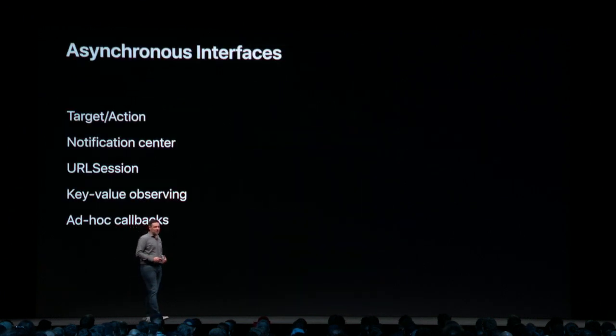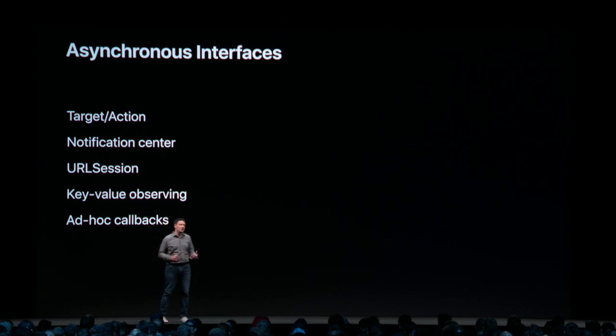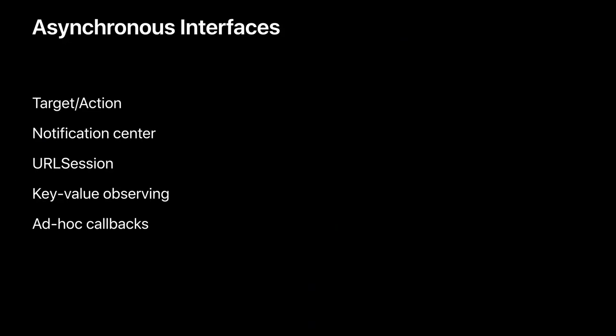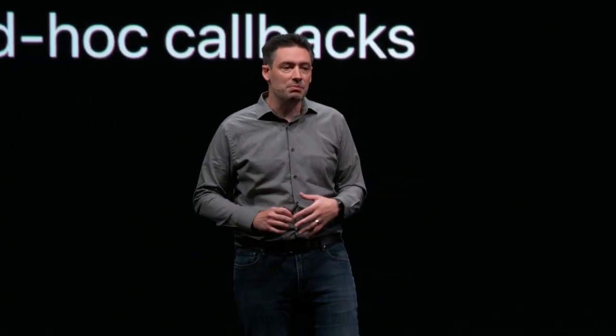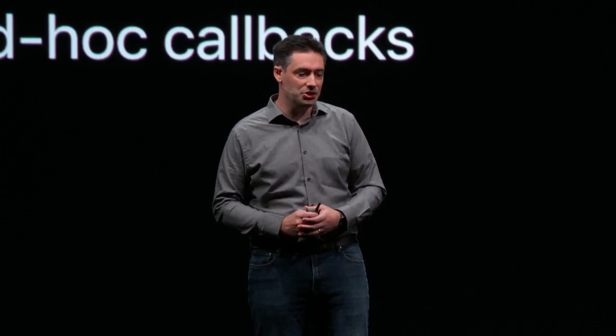So across the Cocoa SDK, you'll find plenty of asynchronous interfaces. Some you saw here, like target action, but there's a lot more, including Notification Center, and lots of ad hoc callbacks. These are APIs that take a closure or completion block. All of these things have important and different use cases. But sometimes when you need to compose them together, it can be a little bit challenging.